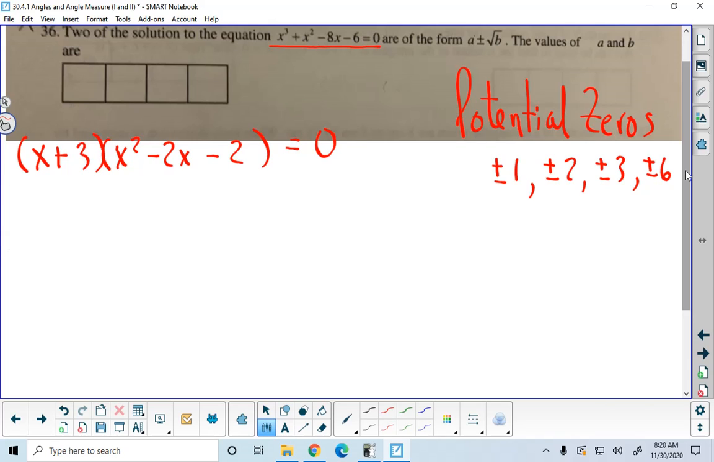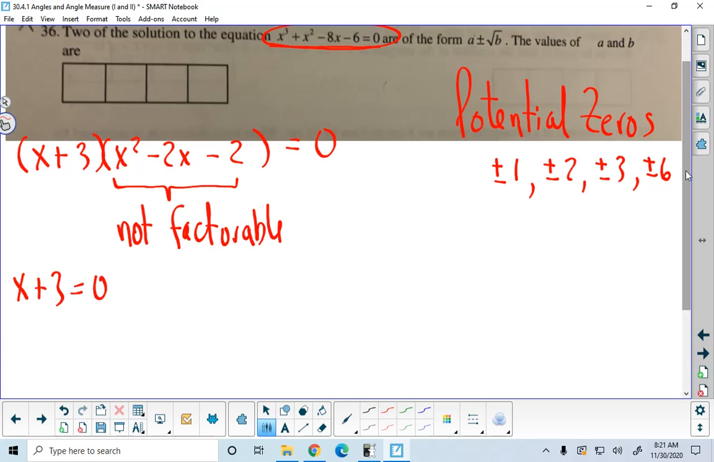And if you were to try to factor x squared minus 2x minus 2, you would discover it's not factorable. So our two sets of equations that we pull out of this equation would be x plus 3 equals 0 and x squared minus 2x minus 2 equals 0. Now, of course, the equation on the left would give x equals -3, but when you look at the question, it says two of the solutions are of the form a plus or minus root b. So it's obviously not -3 we're after.